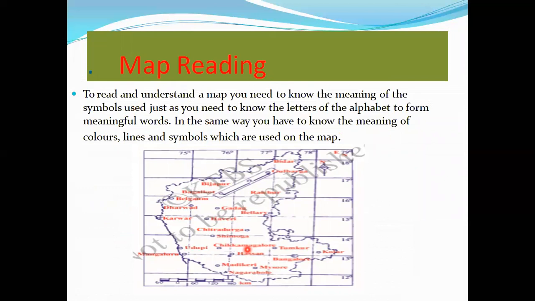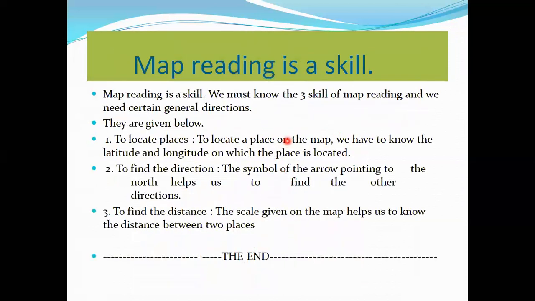And next we have to move on to map reading. Children, if you want to read the map, you have to know the meaning of the symbols. Just as you need to know the letters and their alphabetical meaning, we have to know the meaning of the symbols. Without the meaning and without symbols, we cannot read the map. With the help of symbols and colors, you can read the map very well. Colors, lines, signs, symbols and letters help us understand the map very easily.